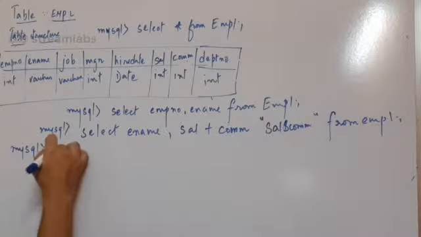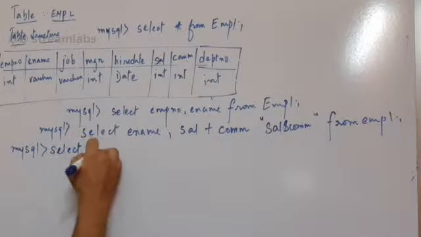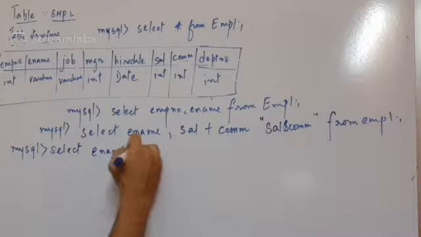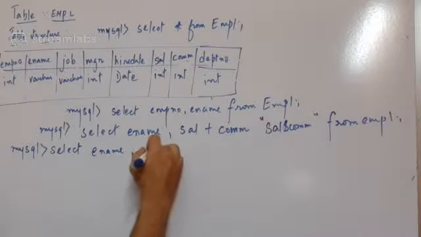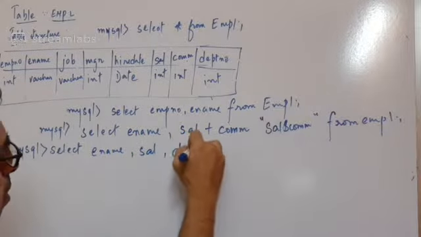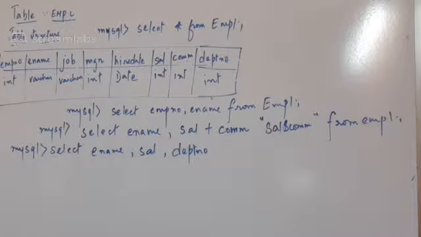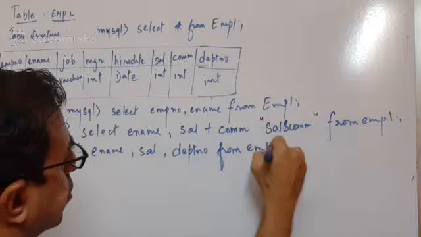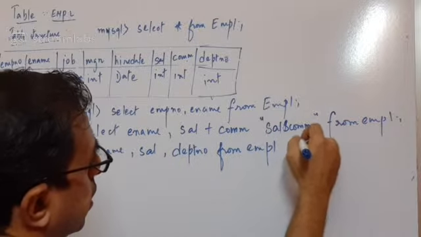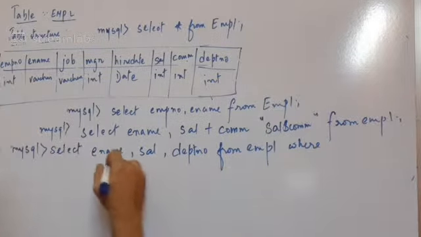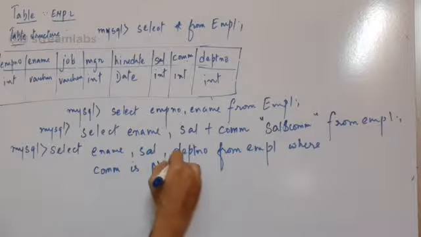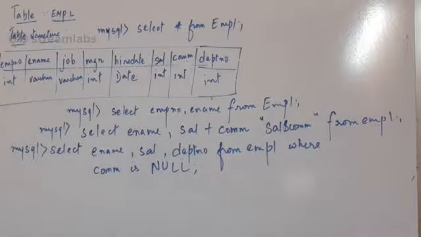Select, and this will be your employee name, and salary. So this will be your sal, followed by your department number, and then from your table name, which is your EMPL, where commission COMM is null. So this you'll have to remember.